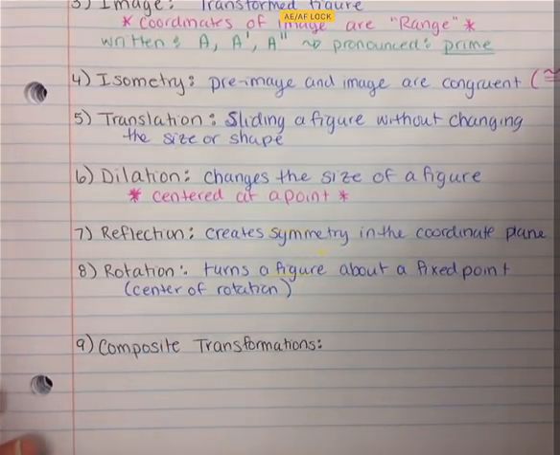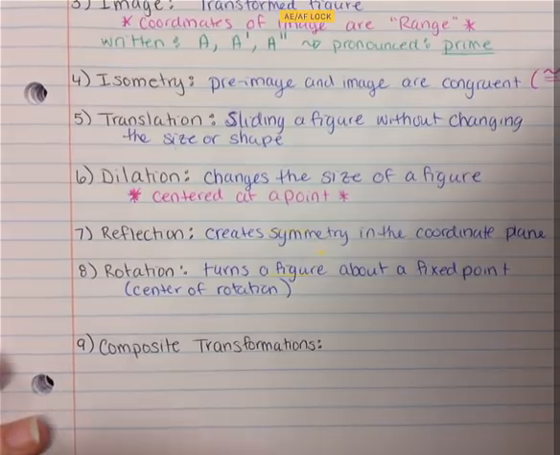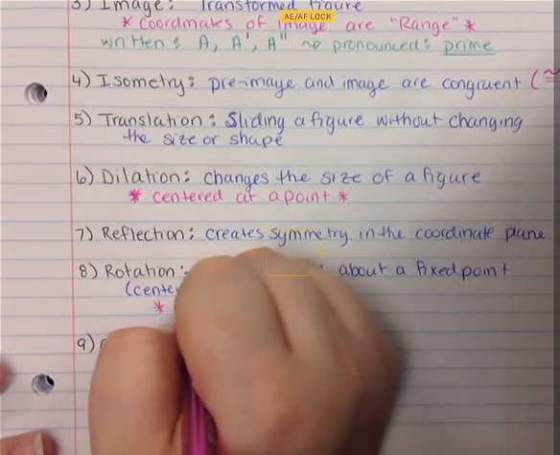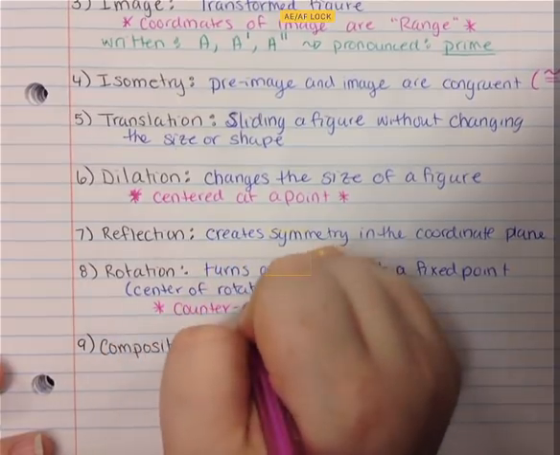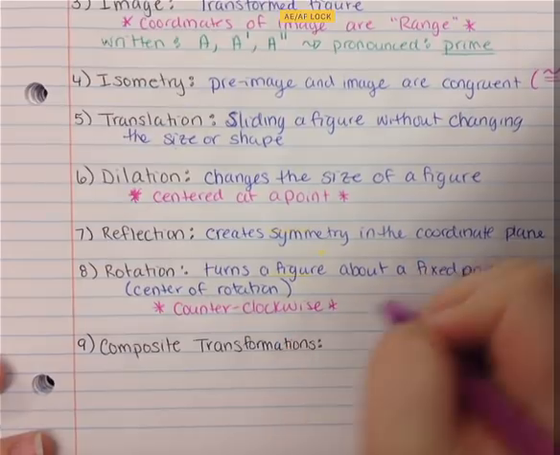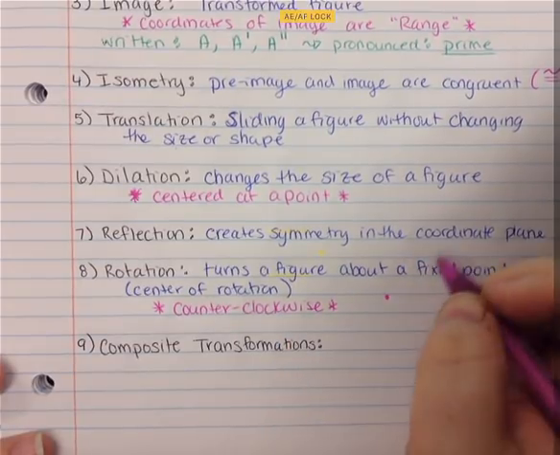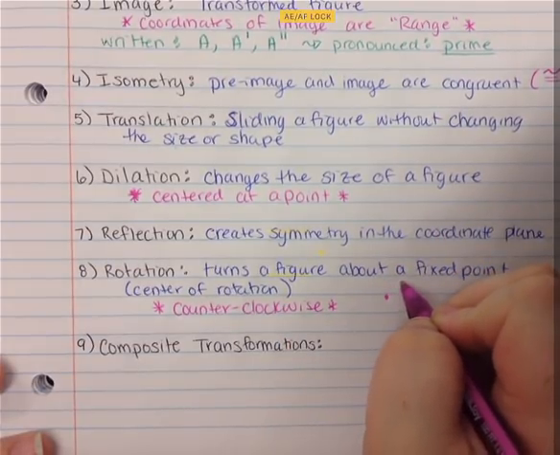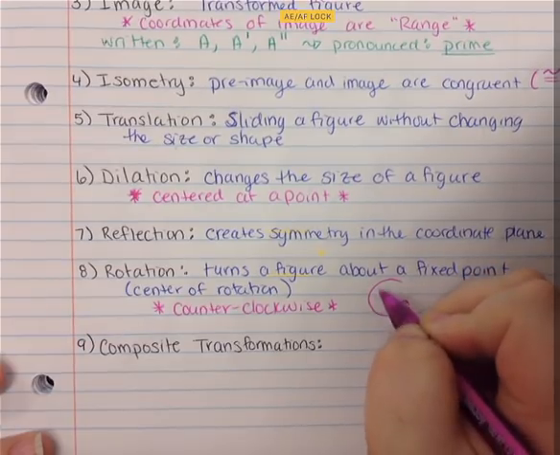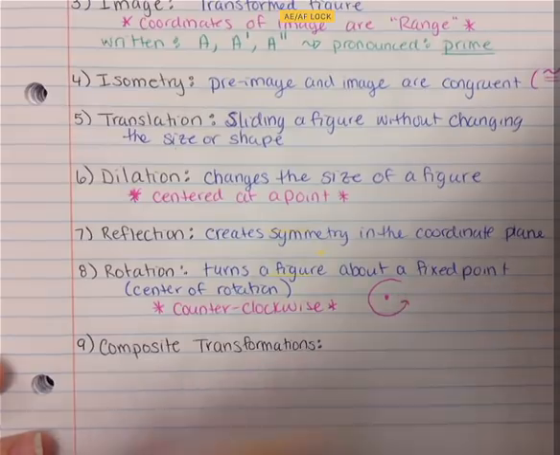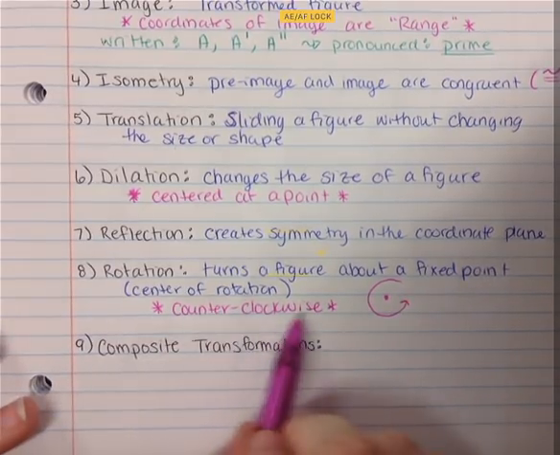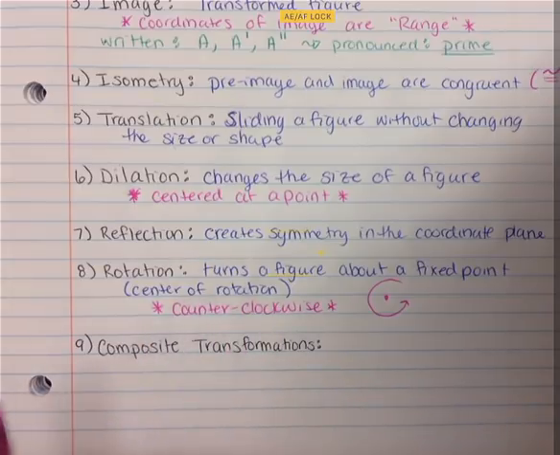What you have to do when you rotate anything in a coordinate plane is you have to make sure it goes counterclockwise. So if we have our point, our figure, wherever it starts, it has to go counterclockwise around that coordinate. And it's going to be the same distance away from that coordinate. So rotation goes counterclockwise. If it says clockwise, you need to change it to become counterclockwise.